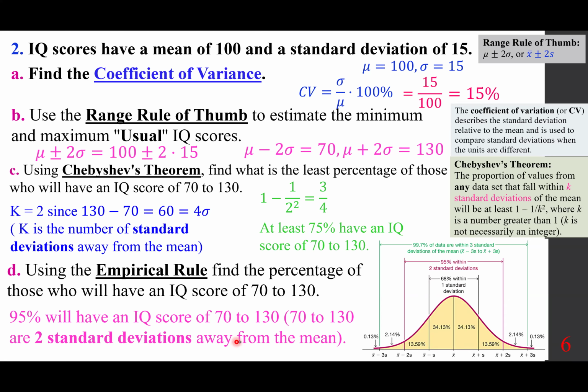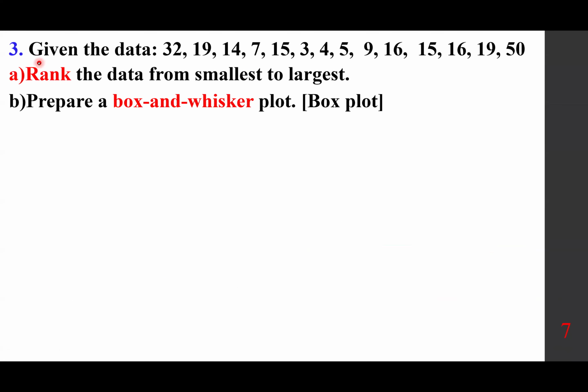Number 3, given the data 32, 19, all the way to 50. Rank the data from the smallest to largest. Prepare a box and whisker plot. In order for you to do part B, you must do the first part anyways. In other words, they don't have to ask you to do that for you to come up with that.